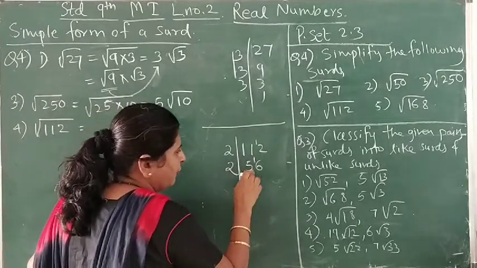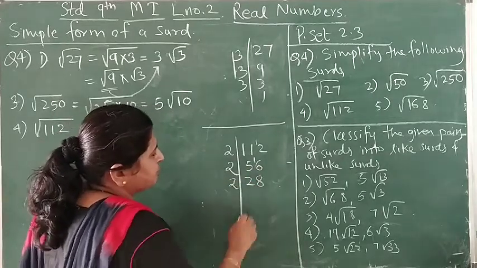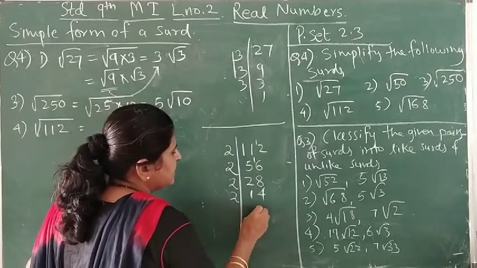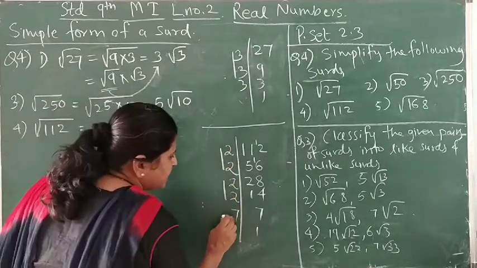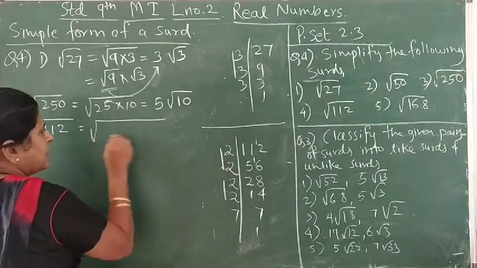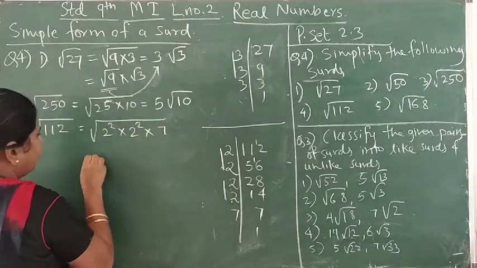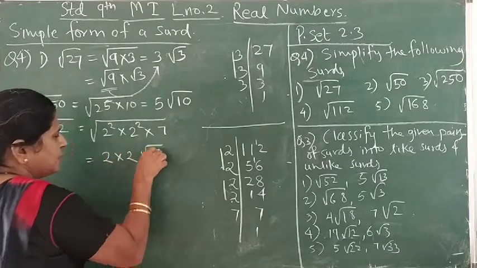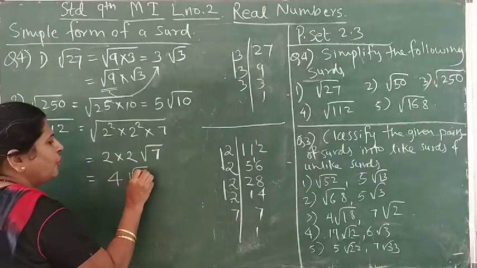So 2 twos are 4, 1 remains, 2 eights are 16. Is it a perfect square? No. Again divide it by 2. 2 ones are 2, 2 fours are 8. Okay, not a perfect square. 2 sevens are 14 and 7 ones are 7. So what did we find? We got a pair of 2, two times, and 7 one time. So under the square root of 112, we can write it as 2 square into 2 square and 7 alone. And what will be the square root of 2 square? Simply 2. So 2, 2 and under root 7. The simplest form of the square root of 112 is 4 root 7.